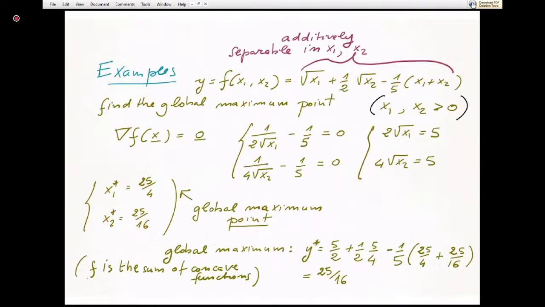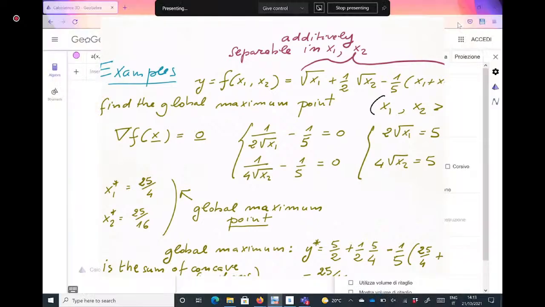Why is this a concave function of x1 and x2? Because remember, first of all, it is additively separable in x1, x2. So this will make the solution very, very easy. It is additively separable because it can be written as a function of x1 plus a function of x2. This is the meaning of additively separable. And not all functions are additively separable.